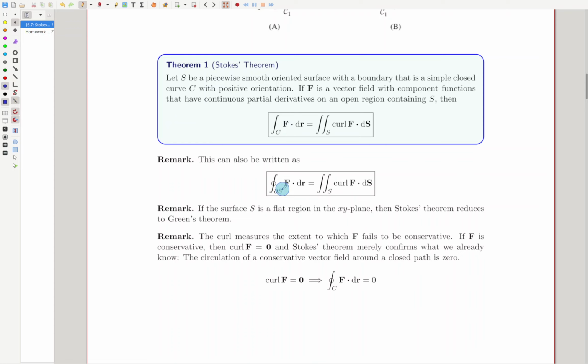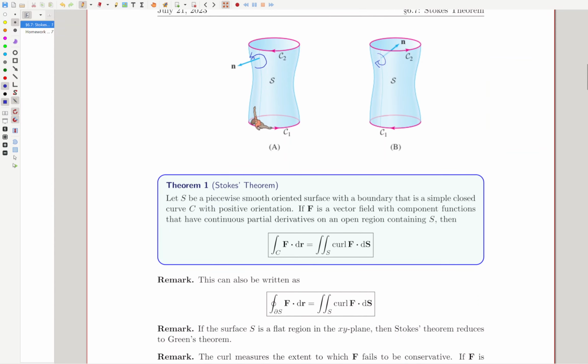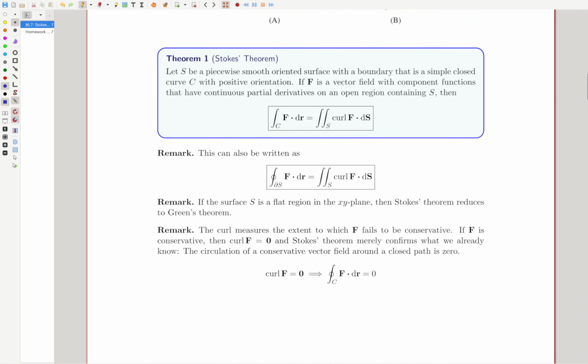Another way we can write this, which is useful to notice later on to set up an analogy between these different theorems of vector calculus, is that C is actually the boundary of S, so you could write it in this way. The circle just emphasizes that the boundary of S is going to be comprised of loops. You can have multiple loops, as in this example, so possibly multiple closed curves. In my examples it's only going to be a single closed curve for each of them.